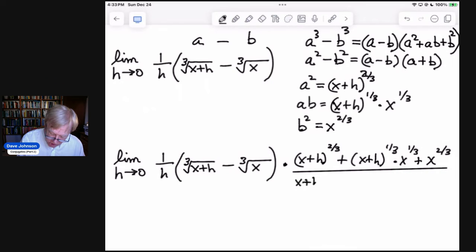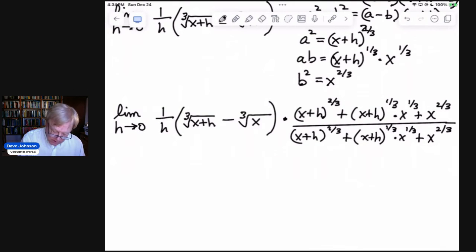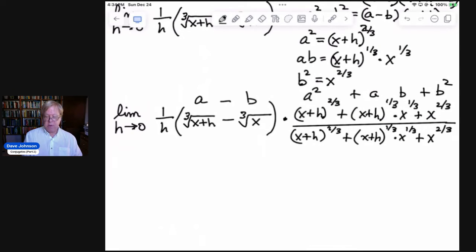So x plus h to the 2/3 plus x plus h to the 1/3 times x to the 1/3 plus x to the 2/3. Now, if this was a minus b, then this is going to be a squared plus ab plus b squared. So that's your, when you multiply that out, you get a cubed minus b cubed. So let me do that.